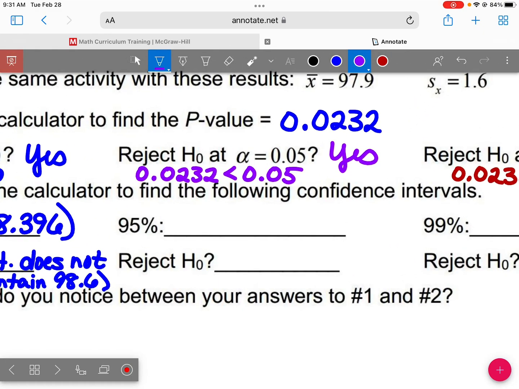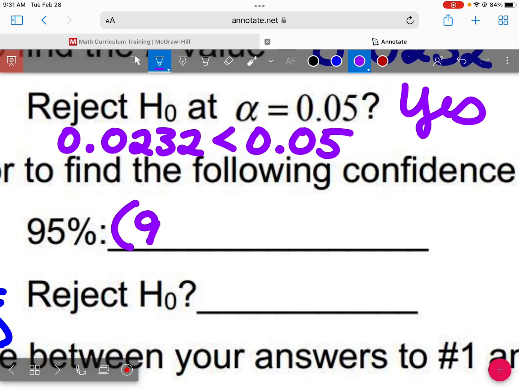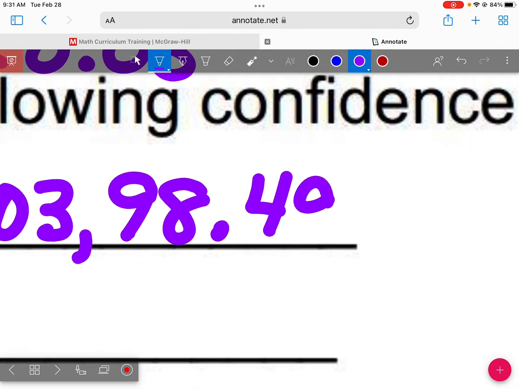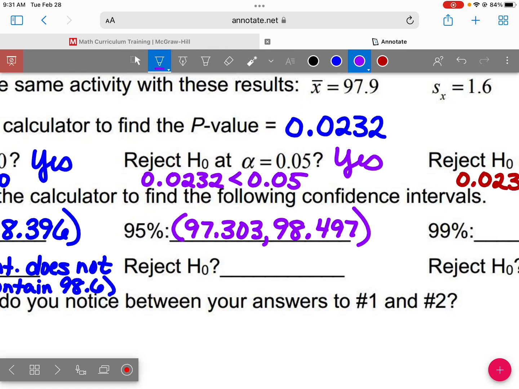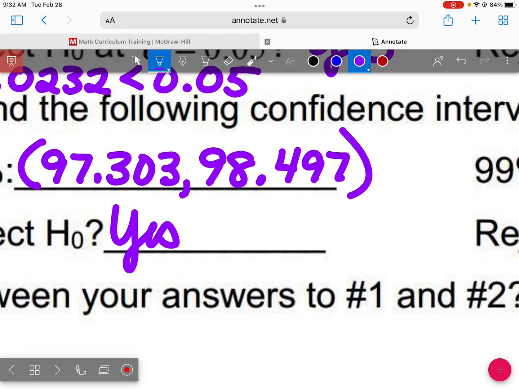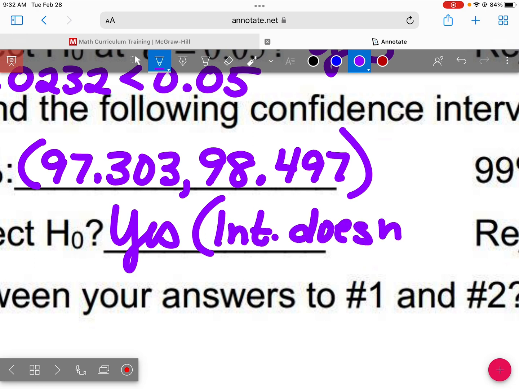What did you guys find for the 95% confidence interval? $97.303 to 98.497. With that interval, would you choose to reject the null? Yes. Same reason, right? The interval does not contain 98.6.